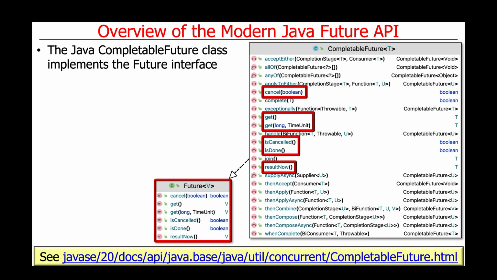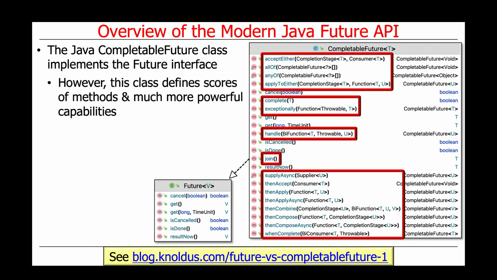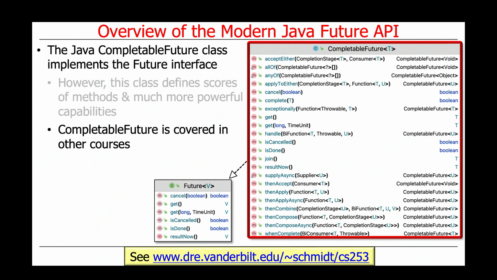Now, it turns out that there's other classes in Java and other frameworks in Java that build upon the Java future interface, the most relevant of which is the Java CompletableFuture class, which forms the Java completable futures framework. And as you can see, CompletableFuture implements the Java future interface and defines many, many more methods and very powerful capabilities. We don't actually cover the Java completable futures framework in this course. It's covered in other courses. And I strongly recommend you take a look at that other material if you're interested in it. In particular, take a look at the link at the bottom of this slide to find out a lot more about the fascinating Java completable futures framework.